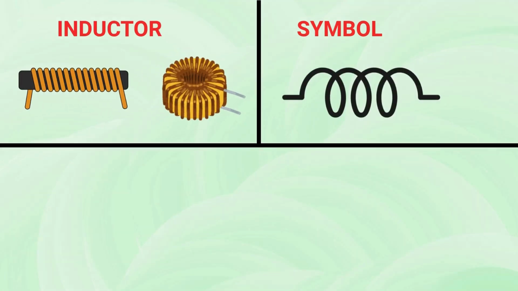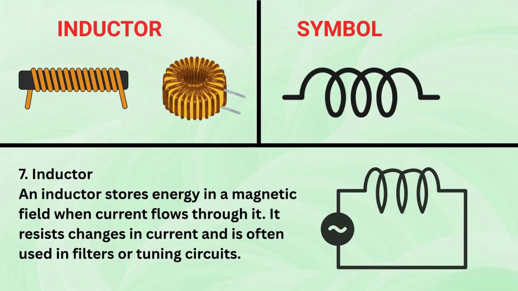Seventh, inductor. An inductor stores energy in a magnetic field when current flows through it. It resists changes in current and is often used in filters or tuning circuits.